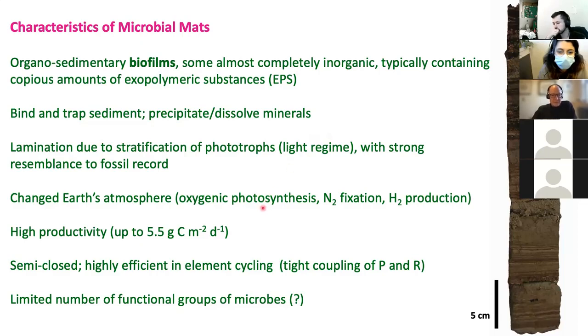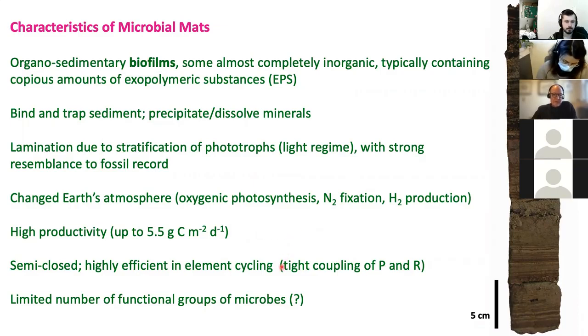Of course, through time, they've changed Earth's atmosphere through oxygenic photosynthesis, through nitrogen fixation, and as a byproduct of that nitrogen fixation, hydrogen production. And by the loss of hydrogen to outer space, the redox balance of our planet could have changed. These microbial mats have an incredible productivity, meaning carbon fixation potential. Within a millimeter of the mat, you can get as much photosynthesis, CO2 fixation, I should say, as you find in the rainforest from the floor to the top of the canopy. So really, really high, compressed in just a millimeter.